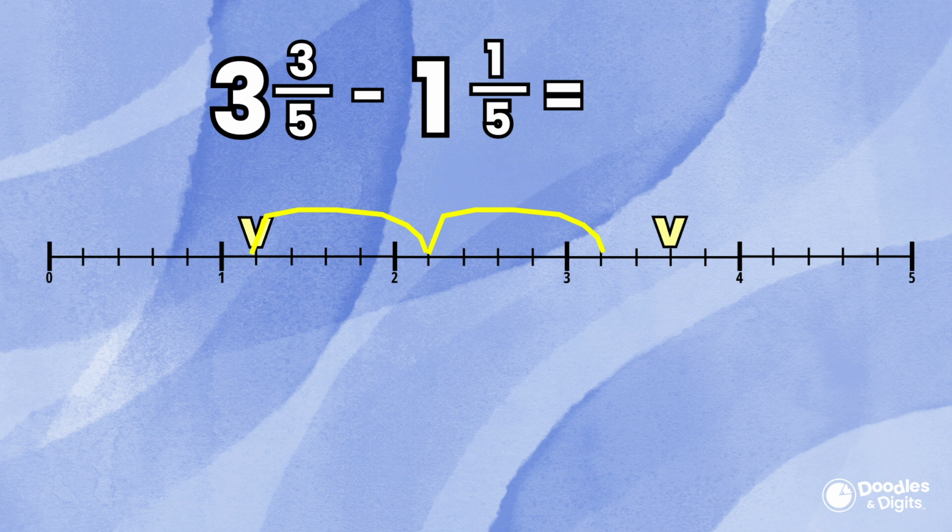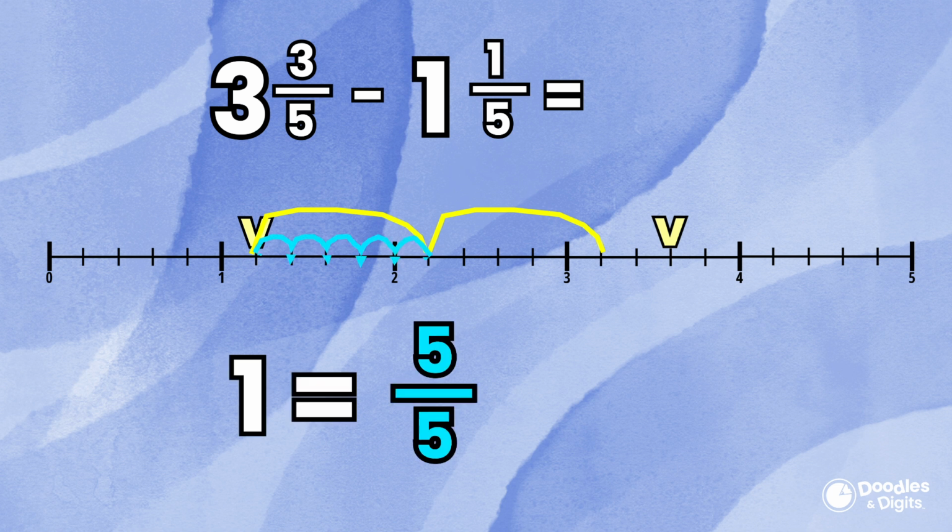Do you sometimes struggle to make sure that your whole jumps are correct? I always like to think of the fraction that is equivalent to that whole number. So in this case, 1 is equal to 5/5. So if you need to double check that your whole jumps are correct, just see if there's 5/5 between them.